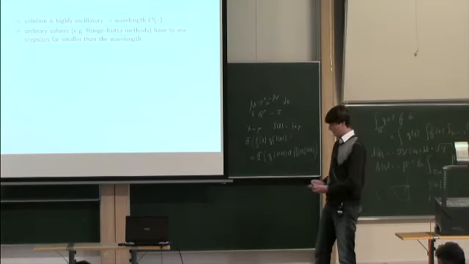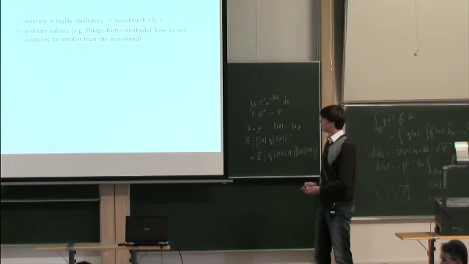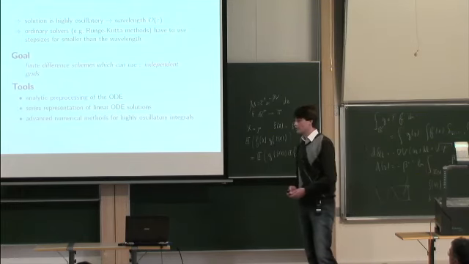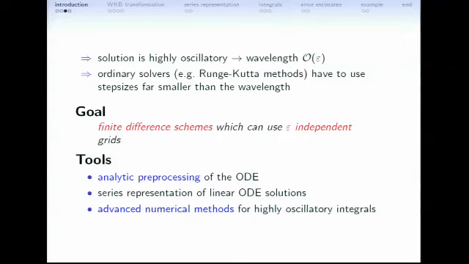Due to this fact, our goal is now to derive a finite difference scheme which can use in some sense epsilon independent grids to solve this equation. The tools we're using for this are first an analytic pre-processing of the ODE, and then we start with discretizing, just use a series representation for the linear ODE solution, and finally use special numerical methods for highly oscillatory integrals that will appear in this context.